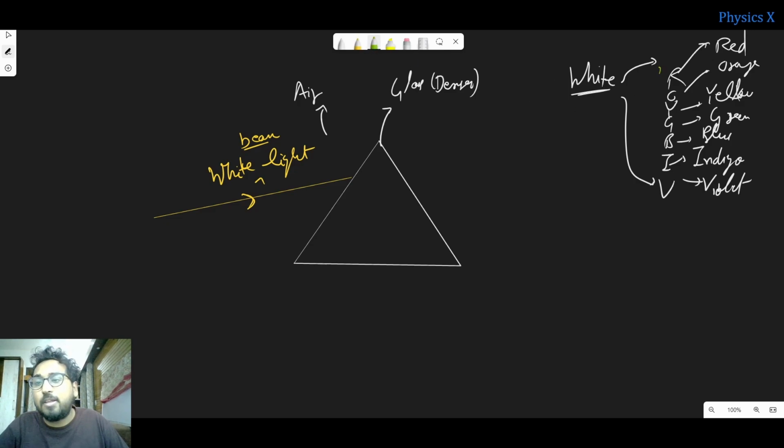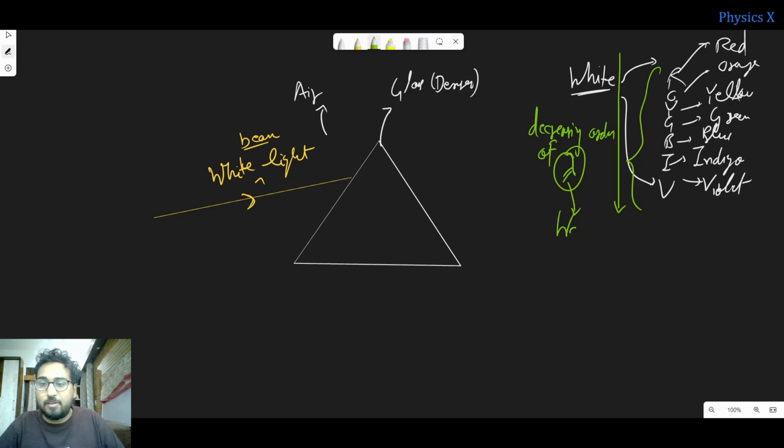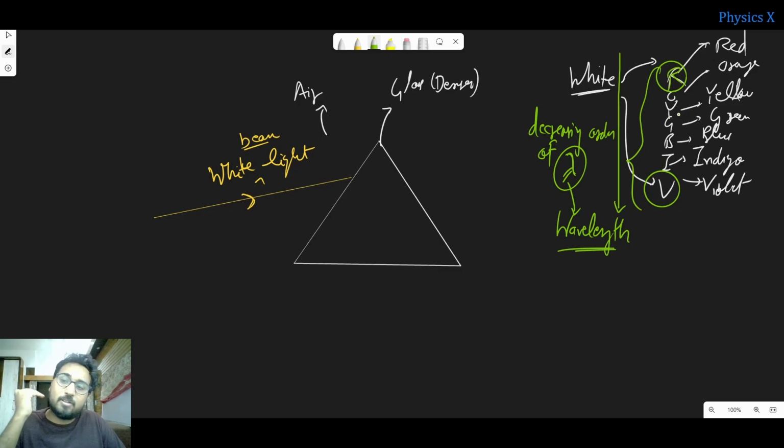All these are arranged from top to bottom in decreasing order of wavelength, right? Wavelength is represented by lambda. This is called the wavelength of colors. So white light is made up of 7 colors and each color has a different wavelength, in which red has the largest wavelength and violet has the least wavelength.